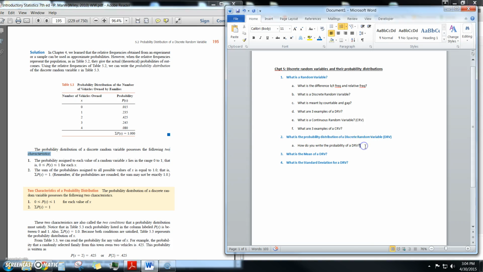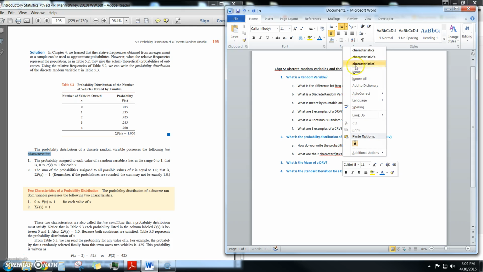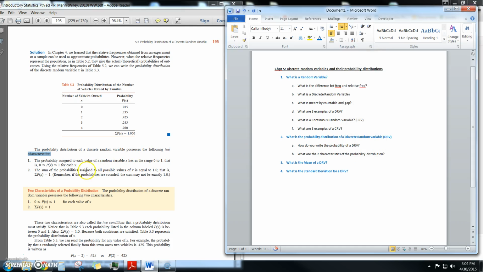So as you're probably guessing right now, what are the two characteristics of what are we looking at there? Just the random variable or the distribution? Distribution of the probability distribution. Correct my spelling there. Done. 1 and 2.